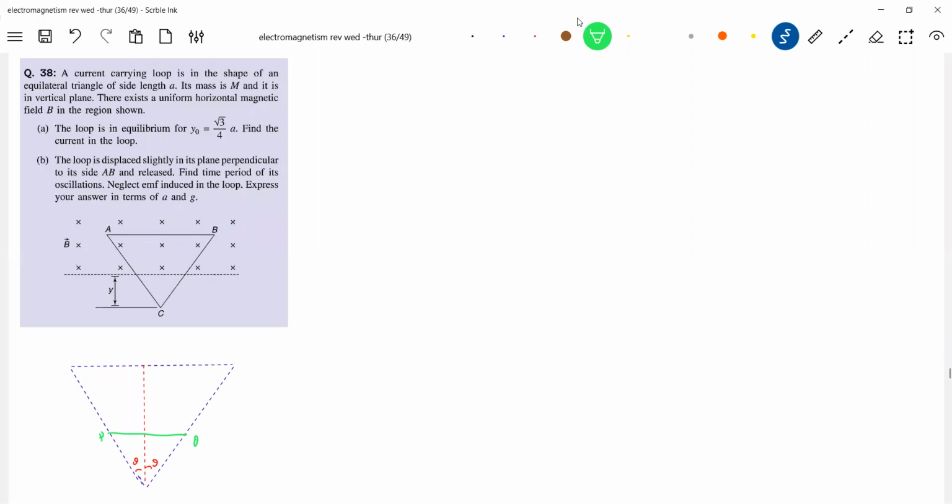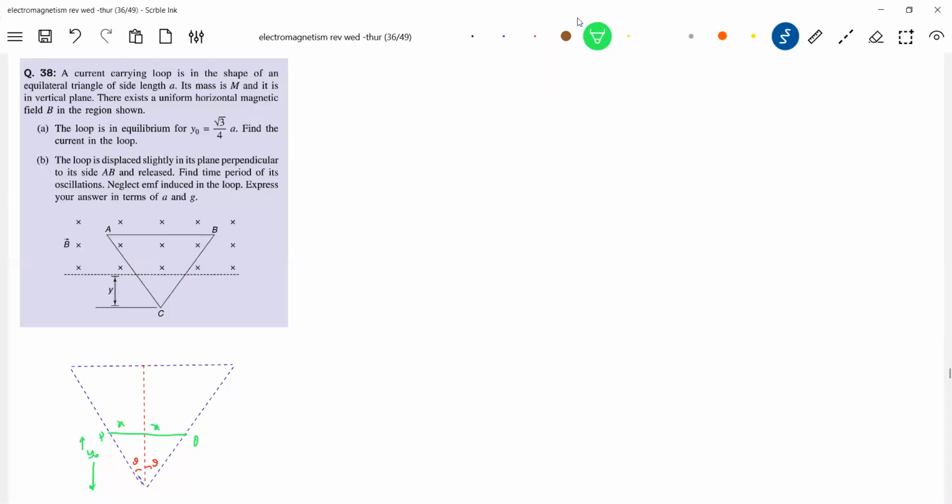So the loop is in equilibrium for y naught is equal to... call this x. So what is the tan theta? Equilateral triangle of side length... Okay, theta we know, not needed. Theta will be 30 degrees. So therefore we'll get the value of x.